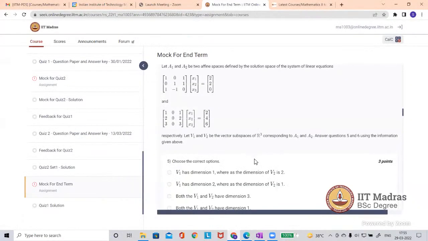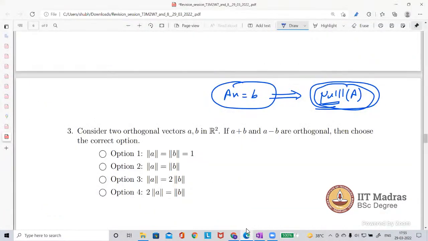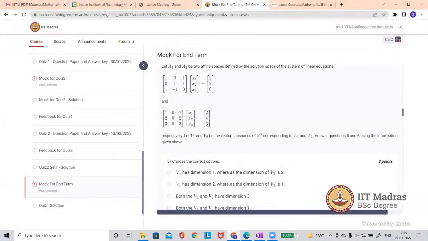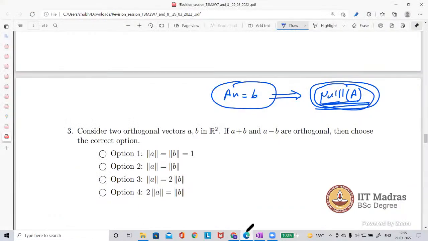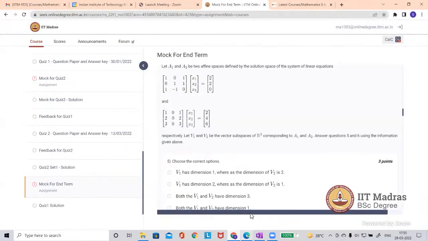V1 has dimension 2. This is the second option. No, that is what I got. Because you are finding the rank, but you have to find the number of free variables. It is not the rank, it is the nullity, the number of independent variables, because that is the dimension of the null space of A. Okay, fine, thanks. So be careful with that.